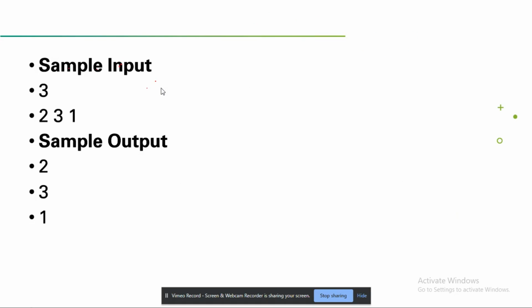So let's understand this question with an example. Here n is equal to 3 and we input the elements 2, 3, 1, and we input these elements into an array called p. P is the array, and the sample output given is 2, 3, 1, each on a new line. Let's look into how it comes.